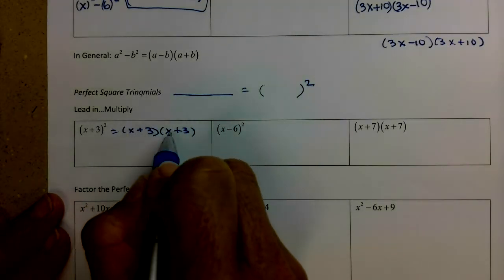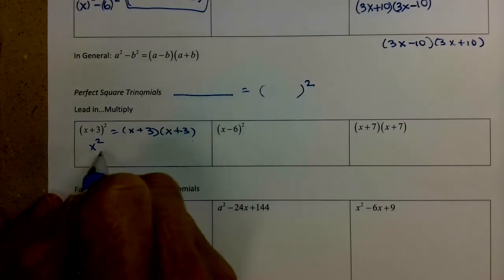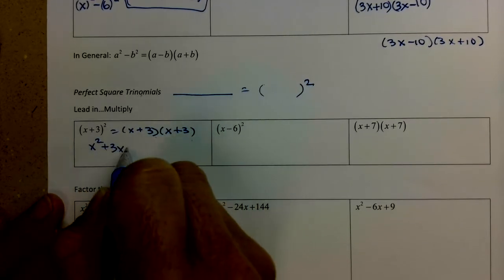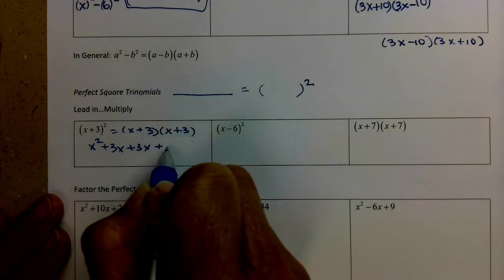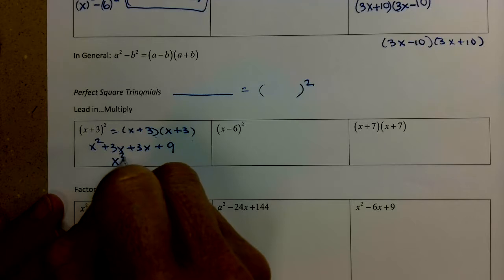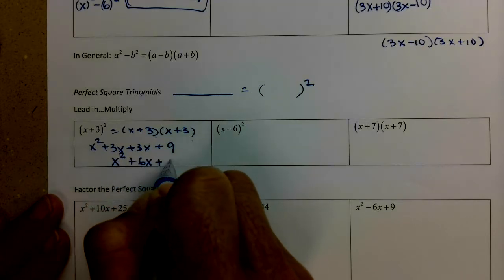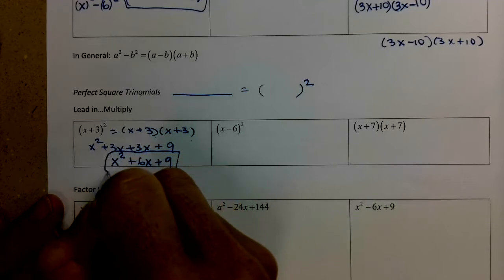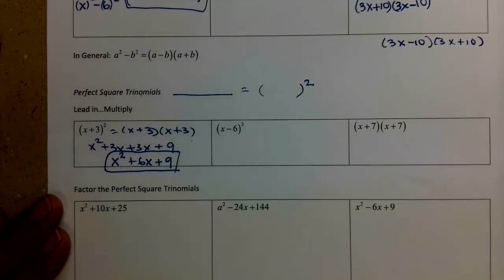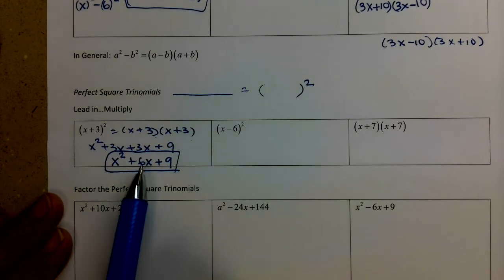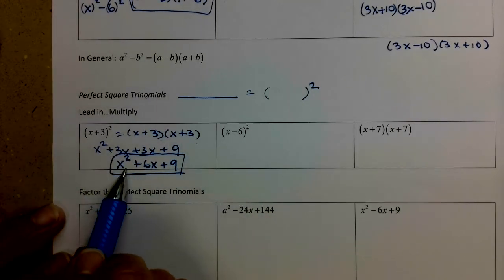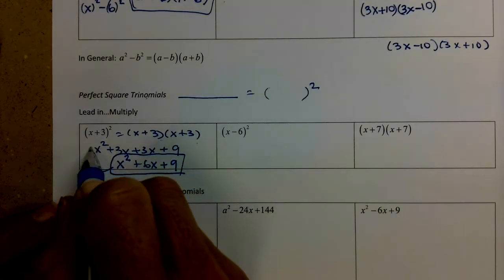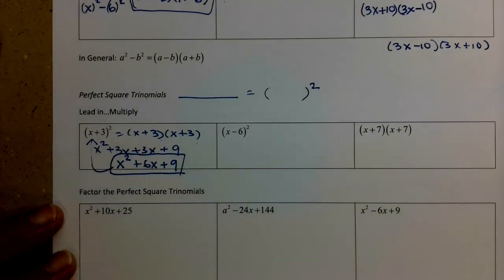And we can FOIL. So we'll get x squared plus 3x plus 3x plus 9. So x squared plus 6x plus 9. Okay. Now I need you to keep one eye on that end answer, right? Because what we need to do right before we're done here is we need to be able to see x squared plus 6x plus 9 and get back to x plus 3 quantity squared. Okay? All right, let's do the next one.